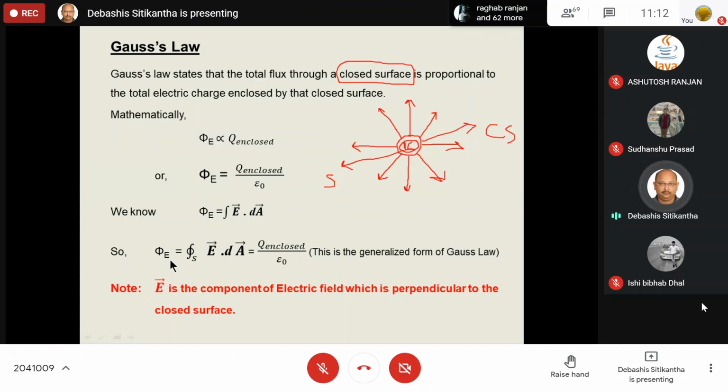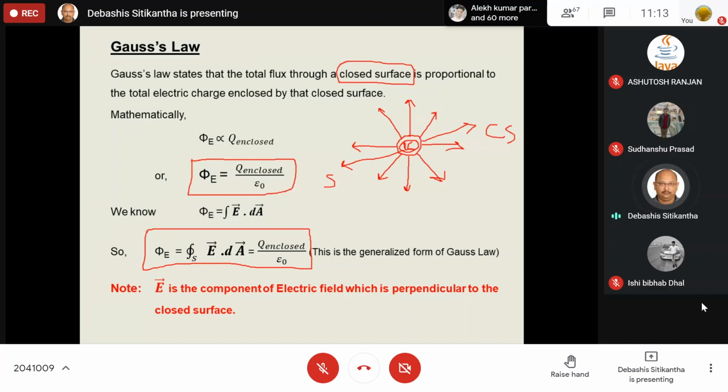So ultimately phi e is equal to the closed surface integral. This closed surface integral is something new to you, but believe me, it is not complicated. It only indicates that I am using a closed surface. Don't worry, I will explain the meaning of this closed surface. So this is equal to the closed surface integral of E vector dot dA vector, and it must be equal to Q enclosed by epsilon 0. Previously, I told you that this is just a partial expression of Gauss law, but this is the one known as the generalized form of Gauss law.